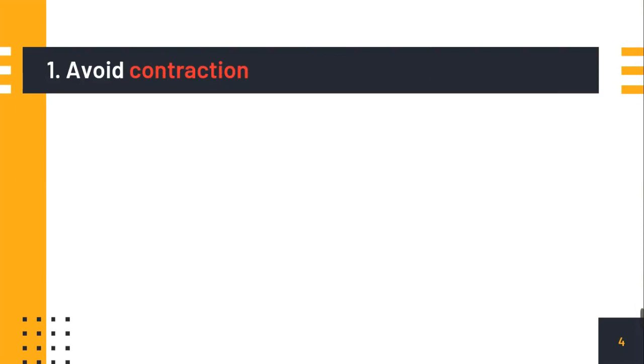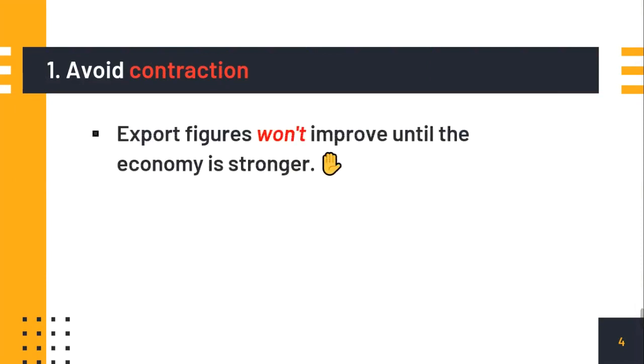The first one is avoid contraction. What is contraction? This is the example of contraction. For example, export figures won't improve until the economy is stronger. You can see here the word in red, won't. This is contracted from will not, and this is not appropriate to be used in academic writing.